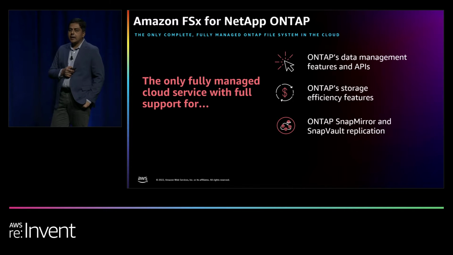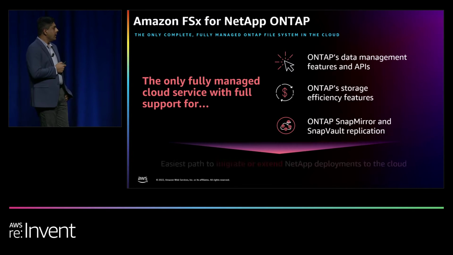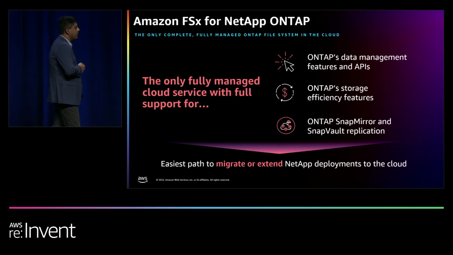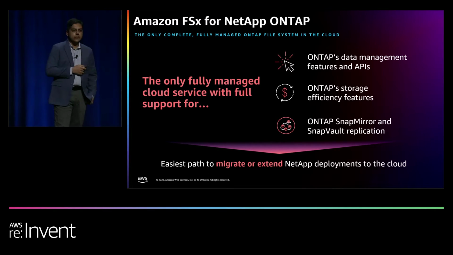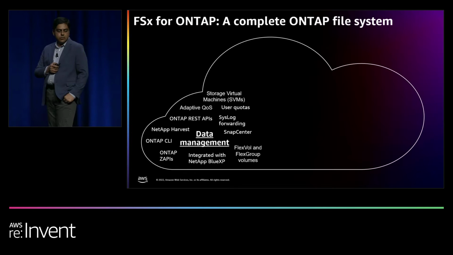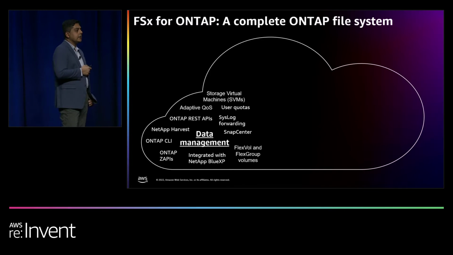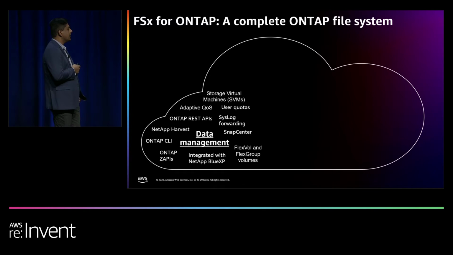So it's really ONTAP as is that provides all of these ONTAP capabilities that you've been used to if you're already using NetApp ONTAP. What that means is it's really the easiest path to migrate or extend NetApp deployments over to the cloud. So let's dive a little more into what we mean by ONTAP capabilities. When we talk about a complete ONTAP file system, what we really mean is it provides the full set of data management features of ONTAP, things like being able to use the ONTAP CLI, ONTAP REST APIs, and also using the tools and user interfaces that you've already been used to, things like SnapCenter and so on.